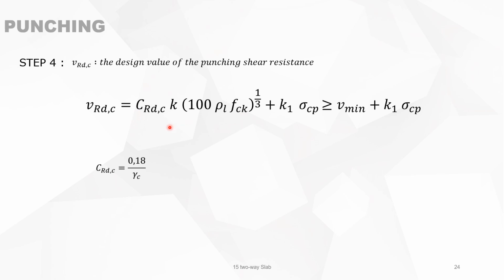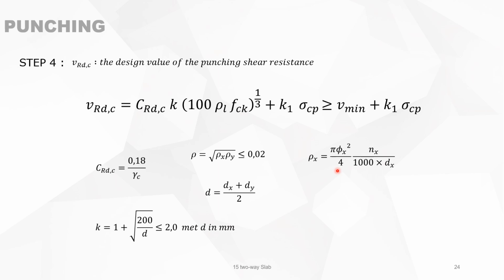In this formula, it's like the same formula as for shear force. CRdc is equal to 0.18 divided by the material factor of concrete. This is the mean reinforcement ratio. This is the ratio in the x direction and the ratio in the y direction. And you should take as d always the mean depth of the two layers of reinforcement. The first layer in x direction, the other layer in y direction. And it consists only of the tension reinforcement.